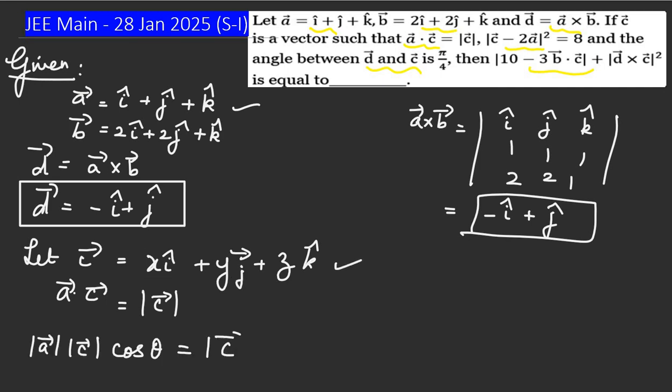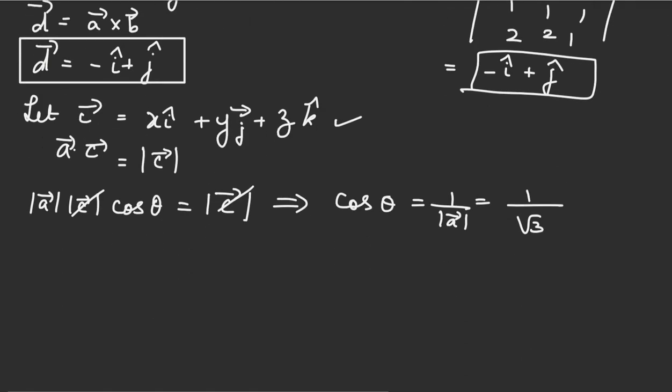So equal to modulus of C, which implies cos of theta will be equal to 1 by modulus of A vector, which we know will be equal to root 3. So cos theta is equal to 1 by root 3.